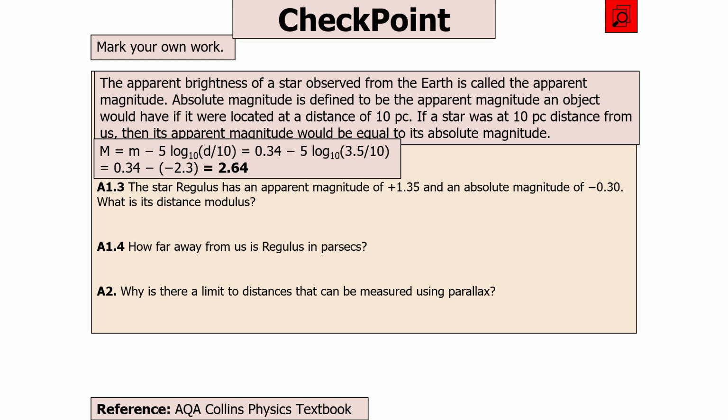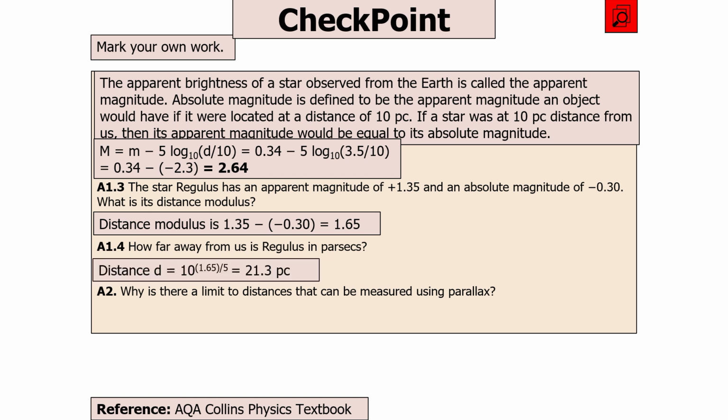The distance modulus is that small m minus big M value that you can get. So you're just subtracting the two numbers, but remember you're subtracting a negative, so it's actually going to add, so therefore it's 1.65. The next one, how can you work it out? Well, you can then use that in that equation, m minus M equals 5 log d over 10, work it through, and we get 21.3 parsecs.